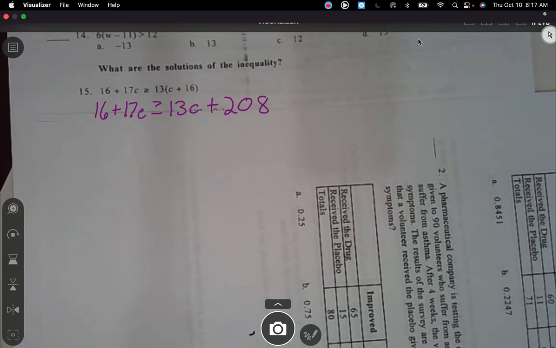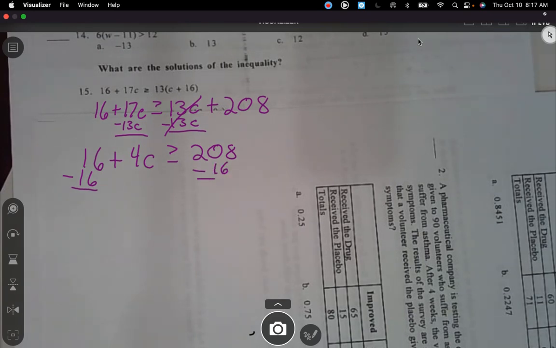You did move 13, Jackson? I did move it. That's the one I would move. I would subtract it, because that keeps me having positive. Because you helped me with that yesterday. Okay, so 16 plus 4C. And then over here, I only have the 208 left over. Then what do I do? Subtract 16. Subtract 16, subtract 16. So 4C is greater than or equal to, what is that, 192?